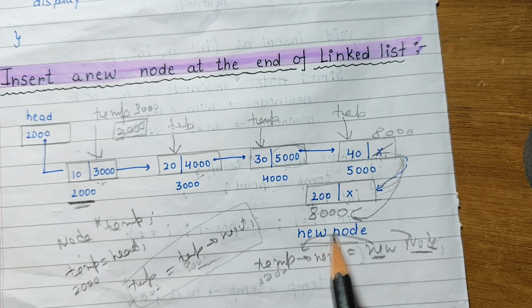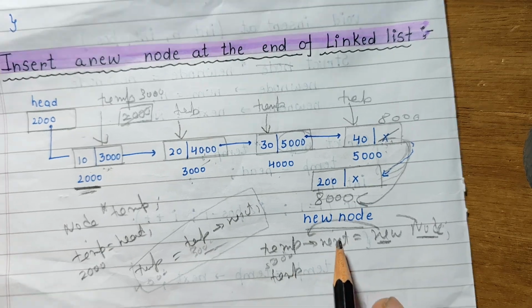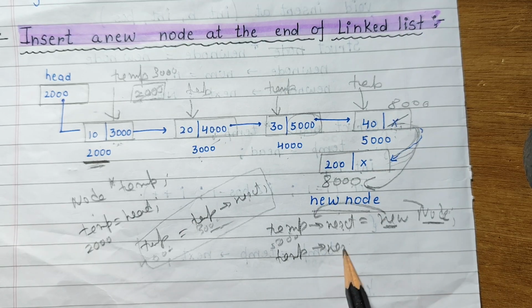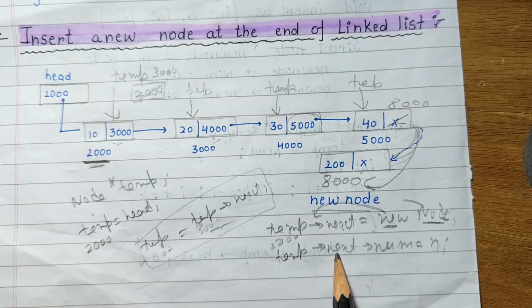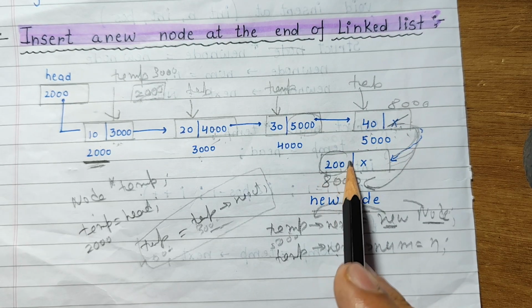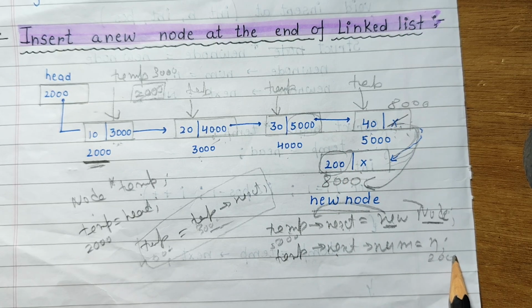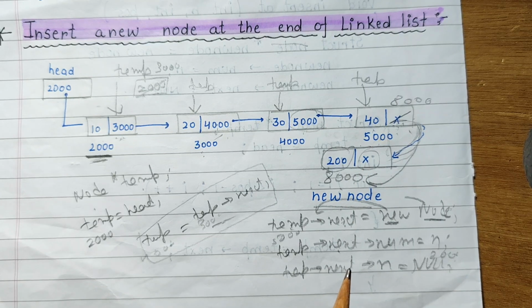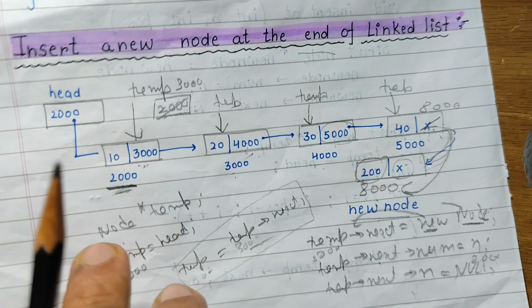And here we write temp of next of num is equal to n. Temp of next means 8000. 8000 of num means this value, so here we assign the value 200, and temp of next of next is equal to null because here we assign the null value. In this way it will work. I hope all of you are clear.